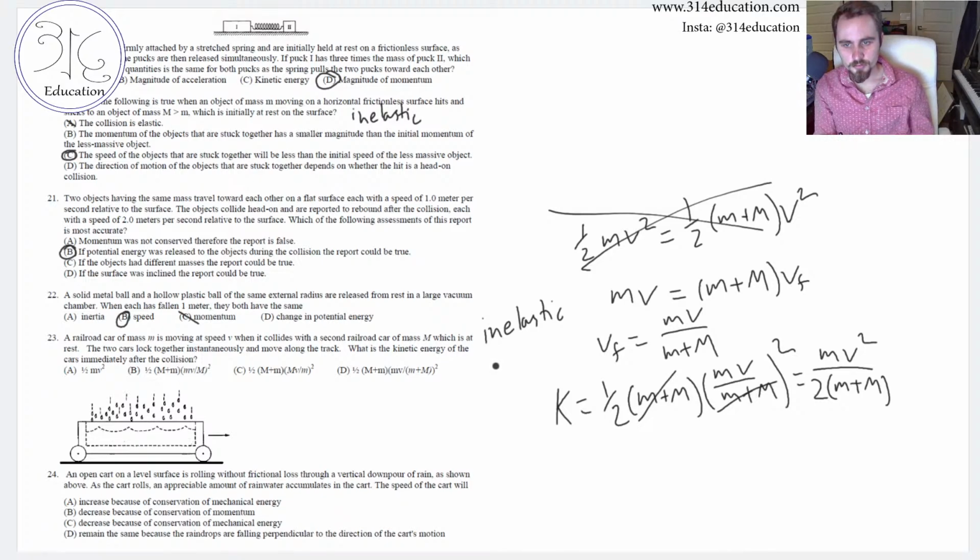Is that one of our options we're given? Oh, one of our options we're given is the unsimplified version. That was just this level here.